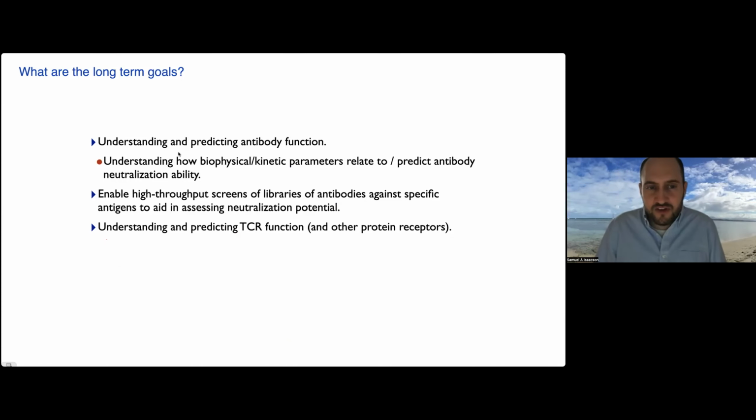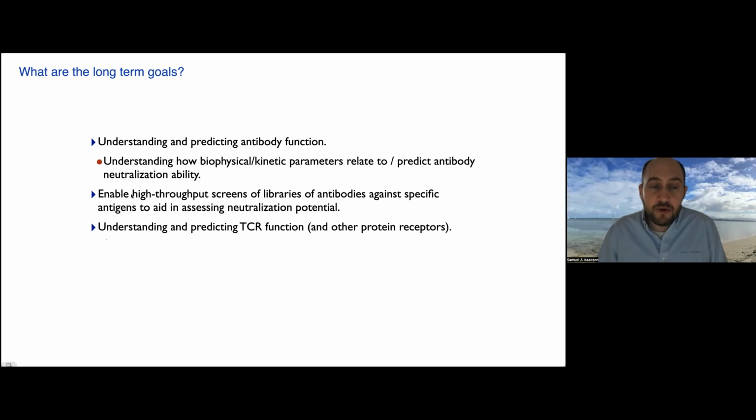So kind of long-term goals, like I said, are understanding and predicting antibody function. An important one that you'll see a bit of today is how the parameters that come out of biophysical and kinetic models of these processes relate to, or do at, predicting the ability of an antibody to neutralize the antigen, that is, to shut down the RBD and prevent it from binding to a cell.